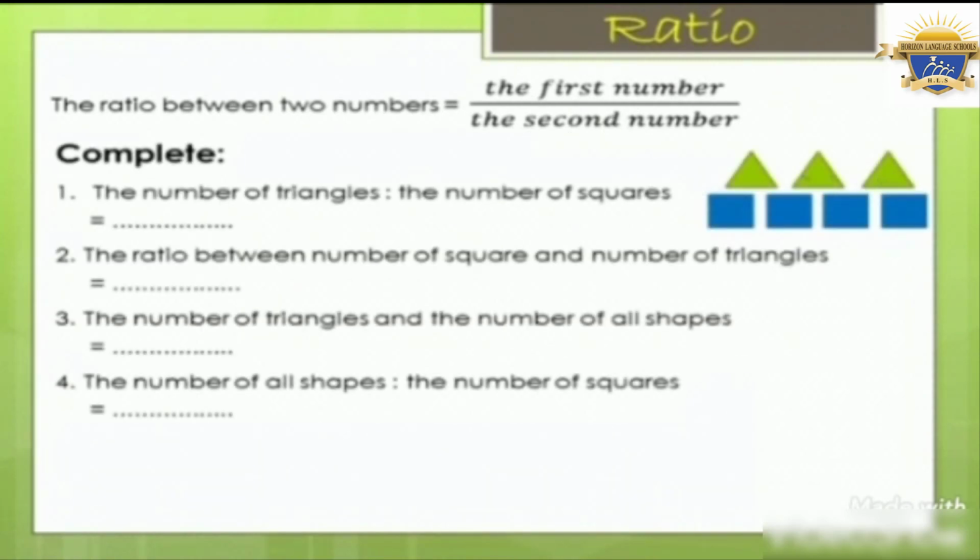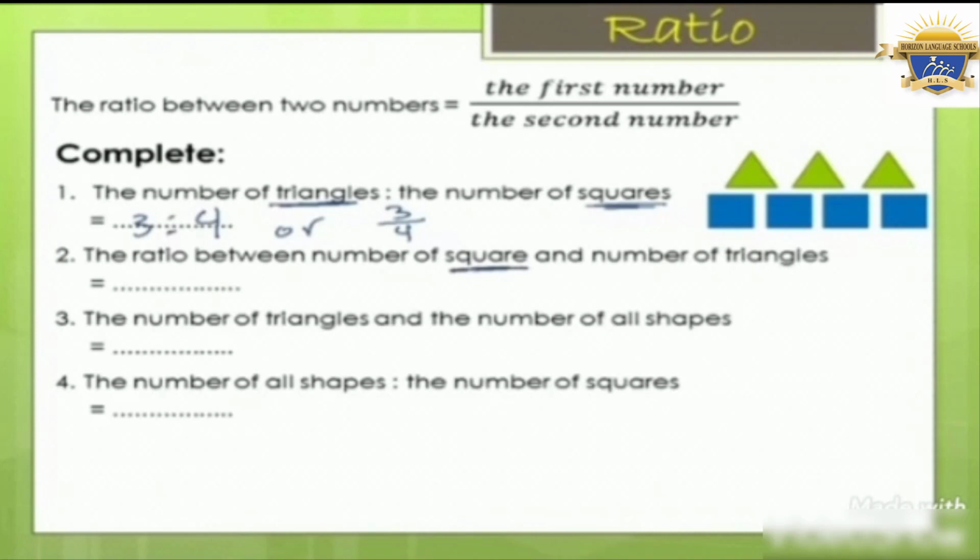Complete, we have 3 triangles and 4 squares. Number 1, the number of triangles to the number of squares. We have here 3 triangles. We will write 3 to the number of squares, which is 4. So 3 to 4, or we can write it 3/4. We can't say it 4 to 3, and the order is very important.